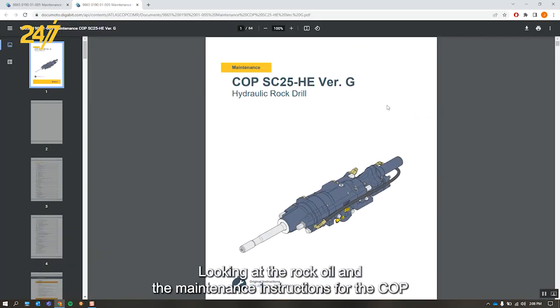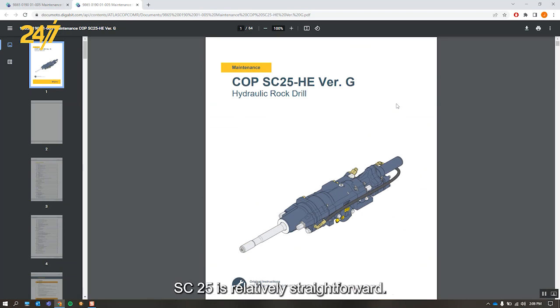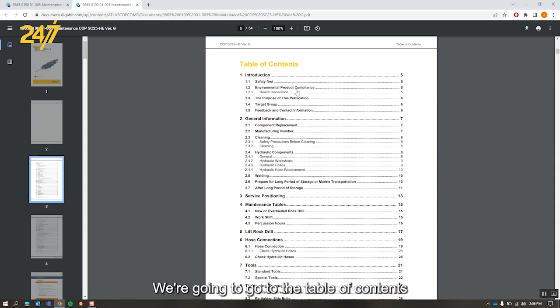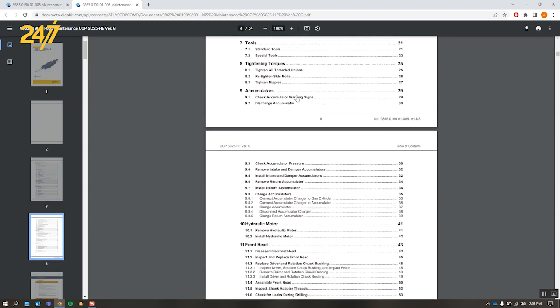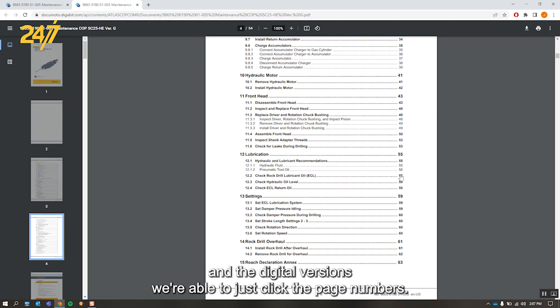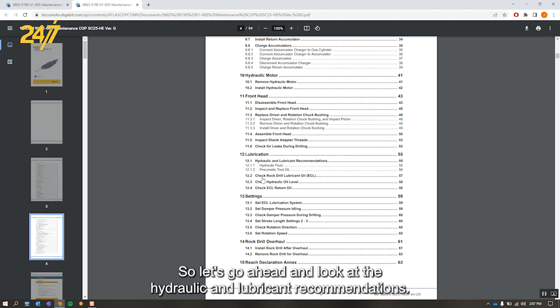Looking at the rock drill oil and the maintenance instructions for the COP SC25 is relatively straightforward. We're going to go to the table of contents and navigate to the lubrication section. In a paper manual, you would turn to the appropriate page number. In the digital versions, we're able to just click the page numbers. So let's go ahead and look at the hydraulic and lubricant recommendations.